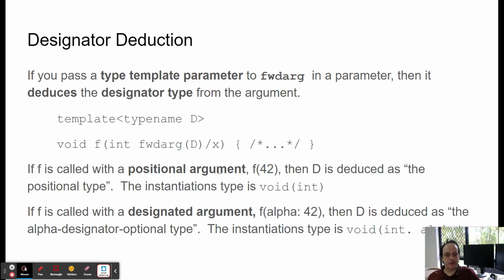So if f is called with a positional argument, f 42, then D is deduced as the positional type. The instantiation's type is void int. Right. If f is called with a designated argument, f alpha 42, then D is deduced as the alpha designated optional type. The instantiation type is void int dot alpha. Oh, you can't see that, but yeah, it's the alpha designated, then void int dot alpha.